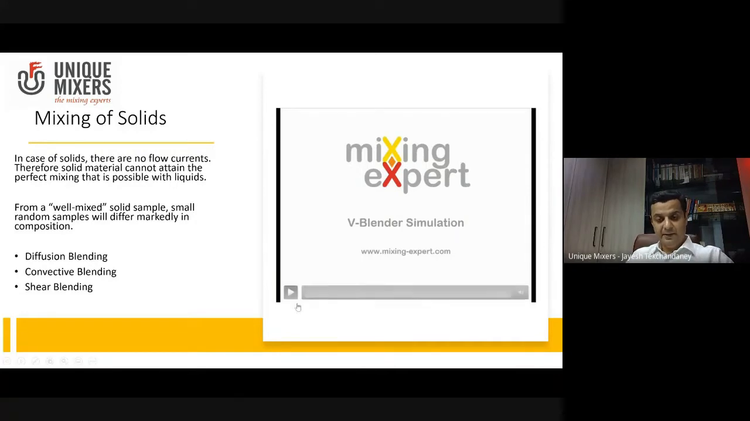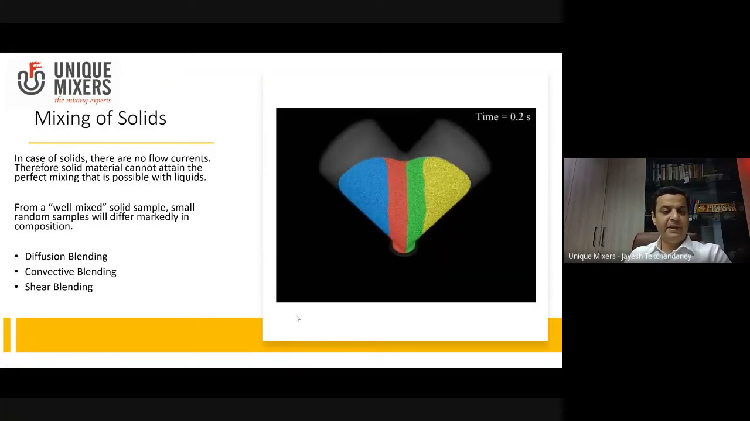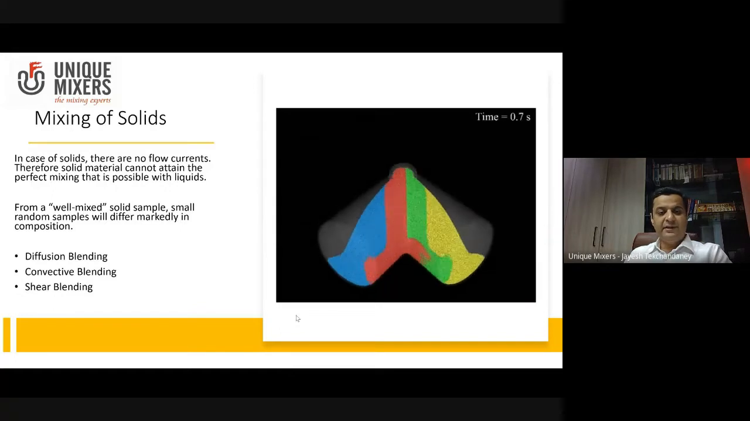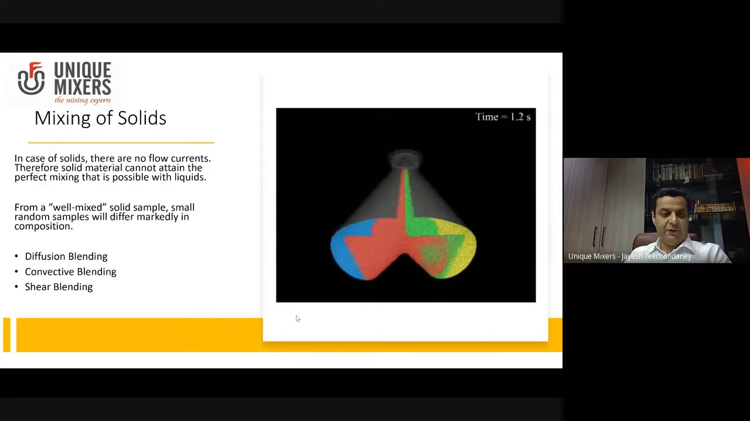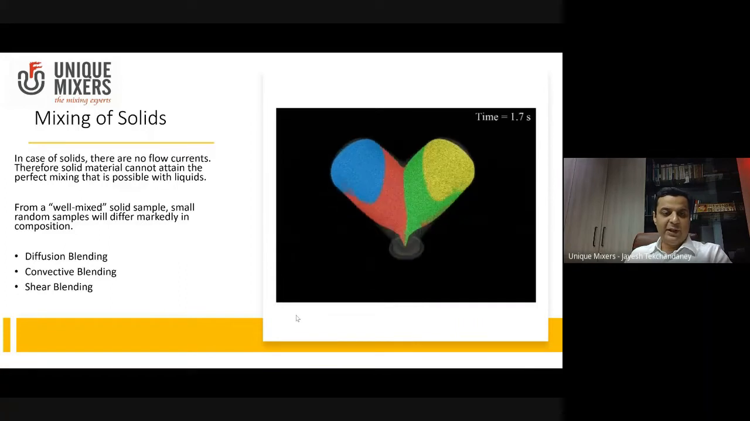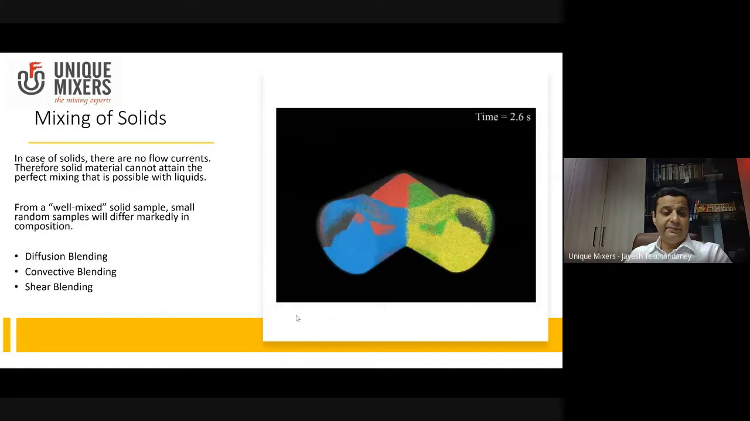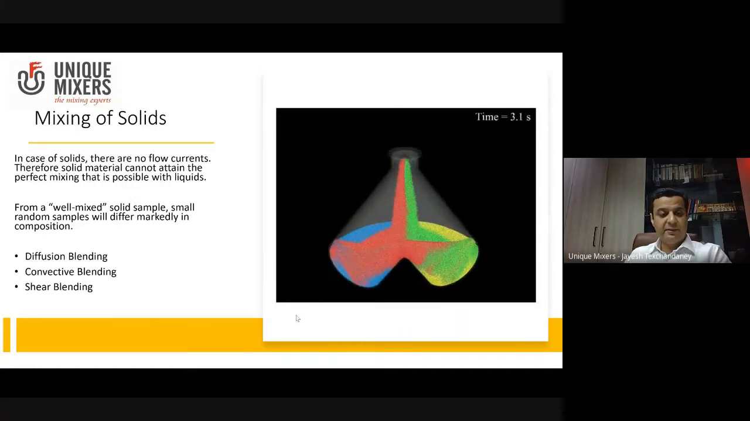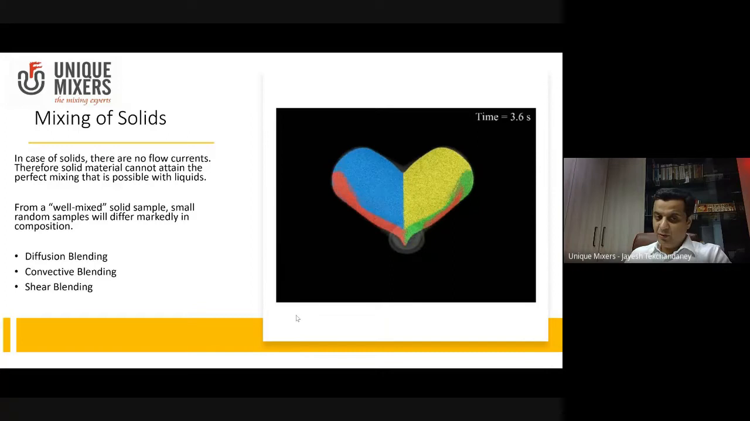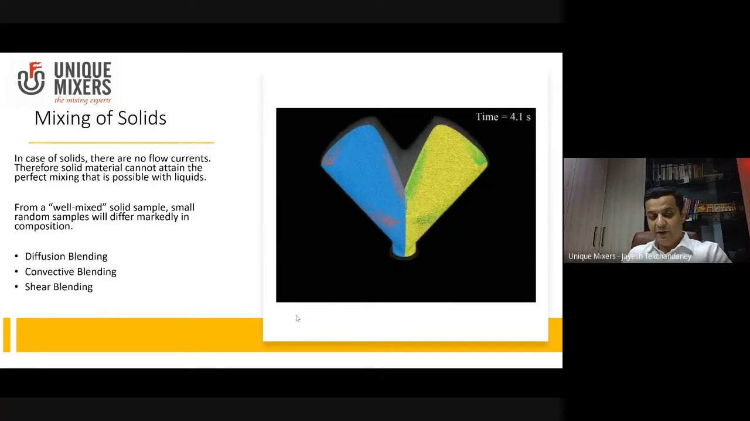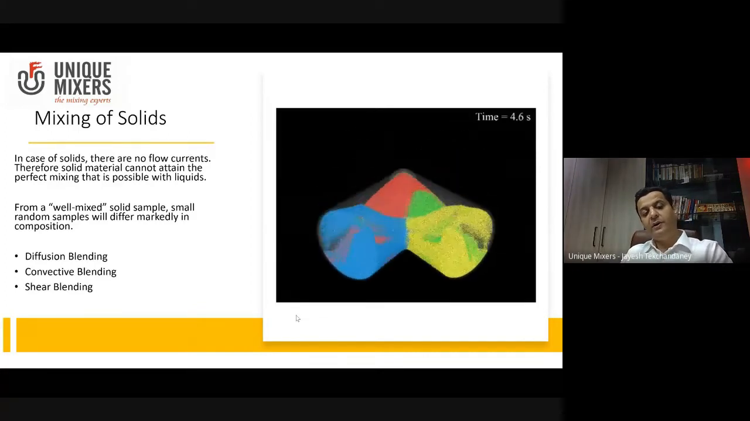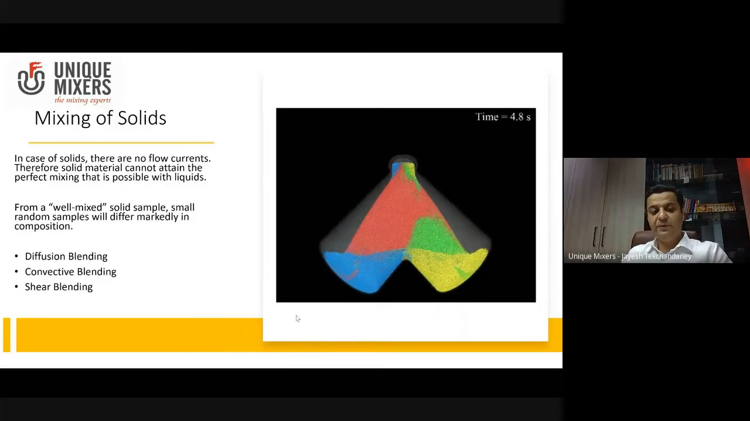And I'll just run a simulation of a B blender here, which is basically a gravity blender or a tumbling blender. So in case of solids, there are no flow currents. Therefore, the kind of perfect mixing that you get in liquids, you can't get that in solids. And the principle of mixing here is primarily either a diffusion blending, or a convective blending, or a shear blending. Now, what diffusion means, what convective means, what shear means, we will discuss.